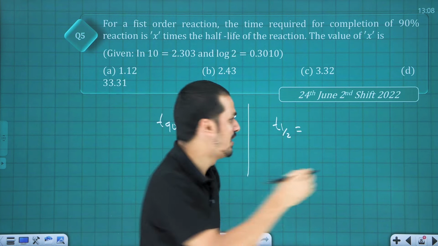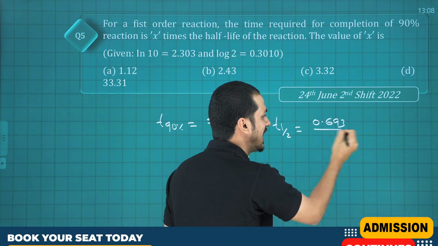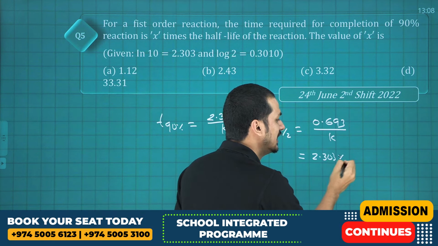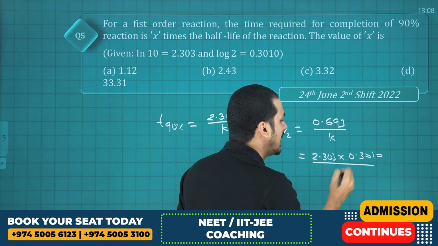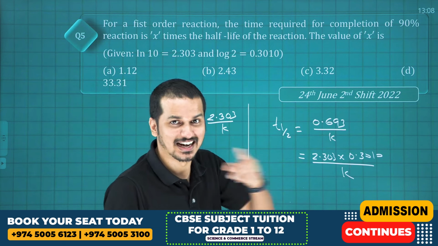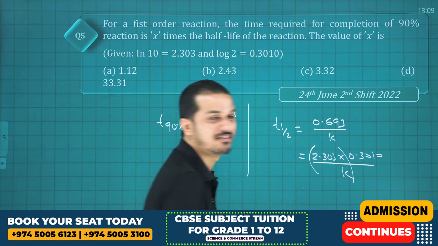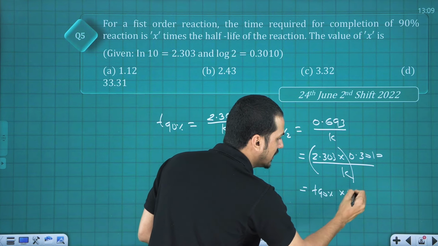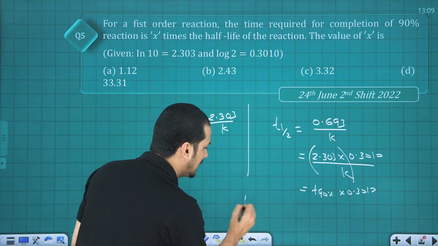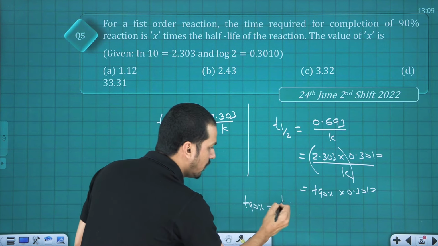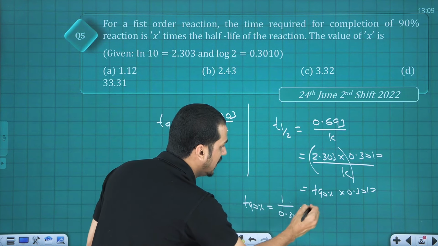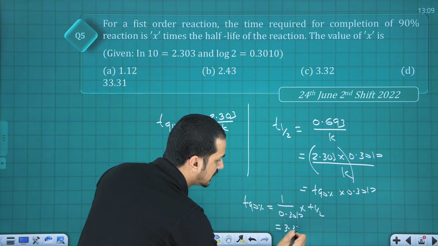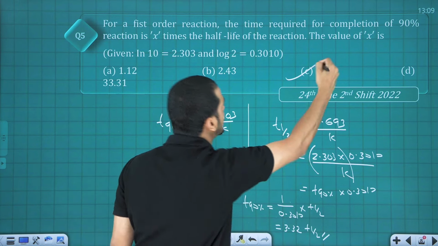T half is equal to, we know, 0.693 by K. How did we get this 0.693? 2.303 into 0.3010 by K. We know the derivation. This 2.303 by K, I will write T90%. That's equal to T90% into 0.3010. Then T90% is equal to 1 by 0.3010 into T half. What is 1 by 0.3010? 3.32. So 3.32 T half. So option C you will get.